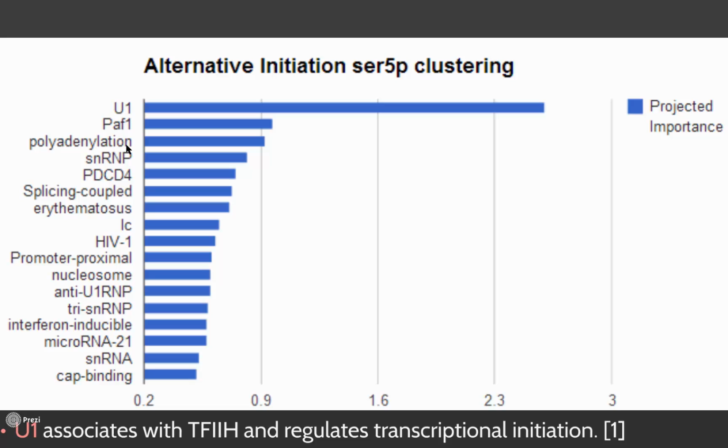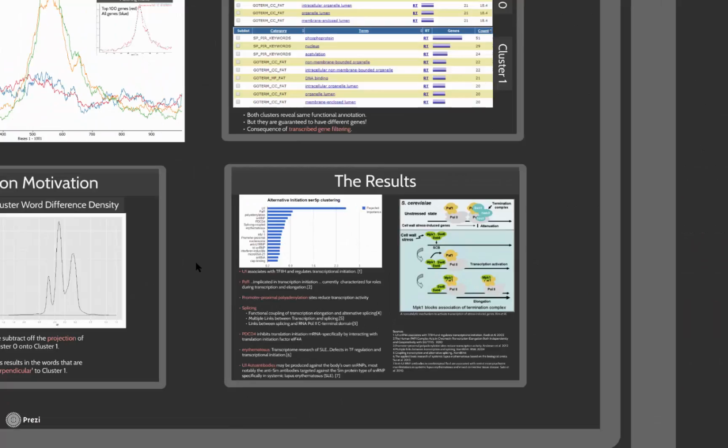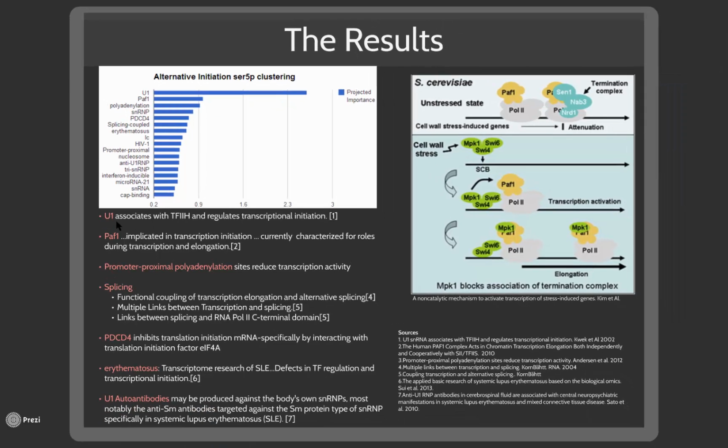The polyadenylation complex was a little surprising here, because we're talking about transcriptional start sites now, and the polyadenylation tail of the DNA is near the 3' side, not the 5' side. PDCD4, I'm going to talk about a couple of these right now. So it turns out that U1 associates with regulating transcriptional initiation.